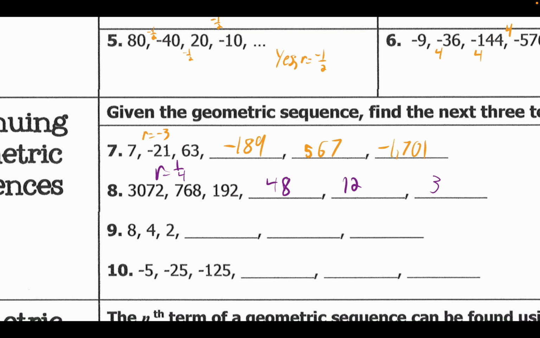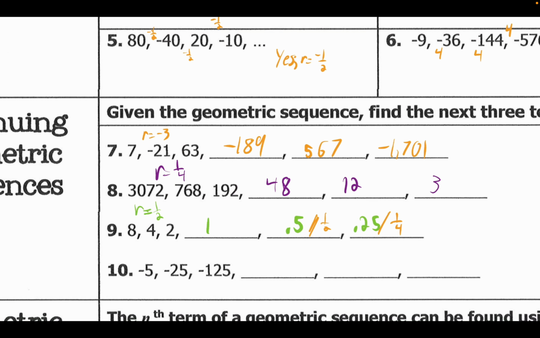The next one, the ratio between any number and the previous term is 1/2. It's like you're multiplying every term by 1/2 to find the next one. So if I multiply 2 by 1/2, I get 1. And I get 0.5 or 1/2. And I get 0.25 or 1/4. I often will write this as 1/2 or 1/4.